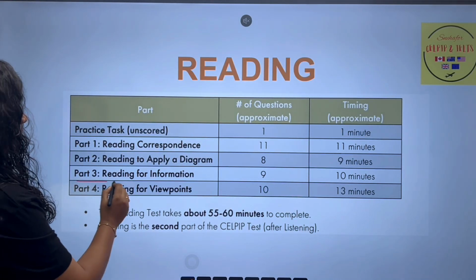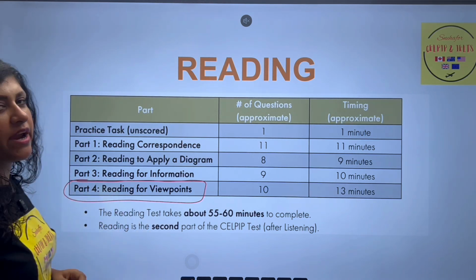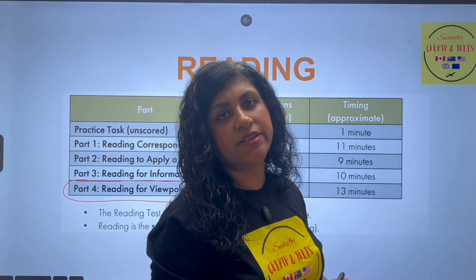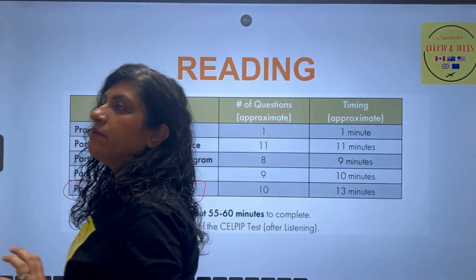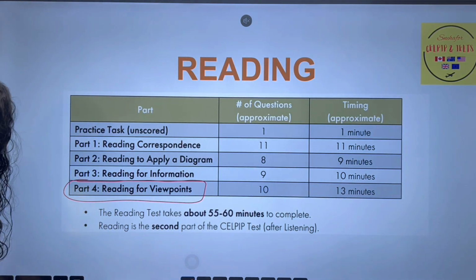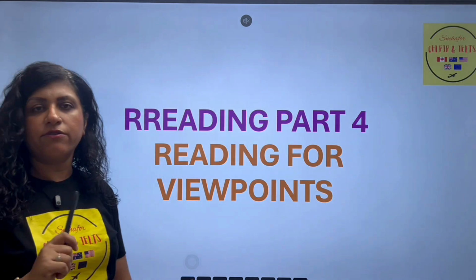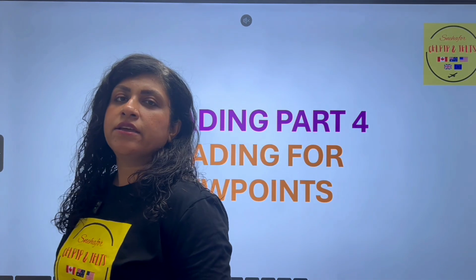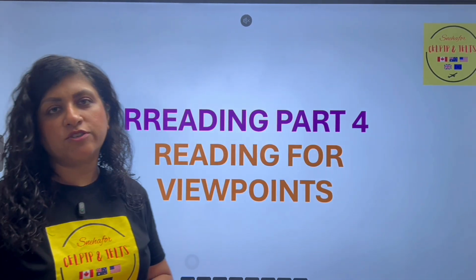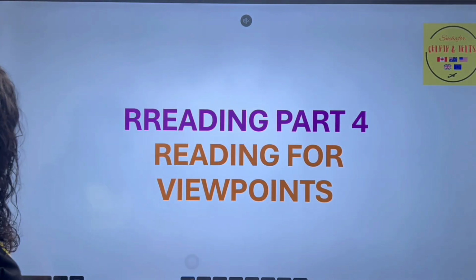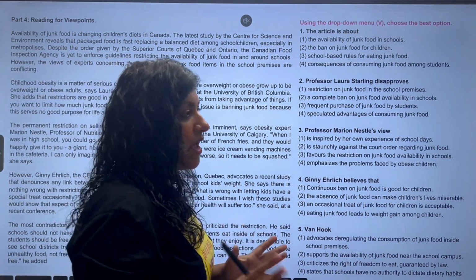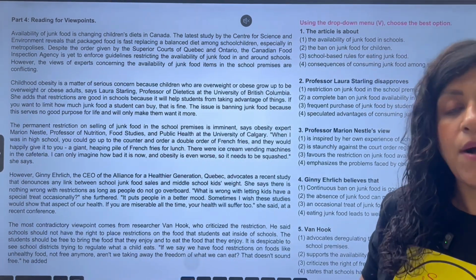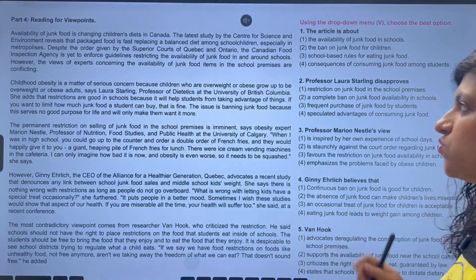Now, this is the part that most candidates generally find very challenging. It's definitely one of the most challenging parts in your reading module of CELPIP. Reading for viewpoints is very informative. It's lengthier as compared to the previous parts, and you have to understand a number of viewpoints. So there are a number of things that you have to comprehend in this text, and that is what makes it challenging. On top of that, the language of this part can be challenging too.